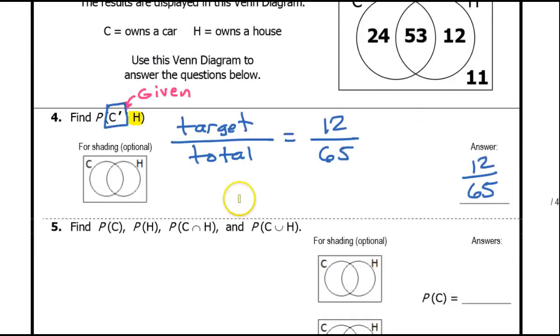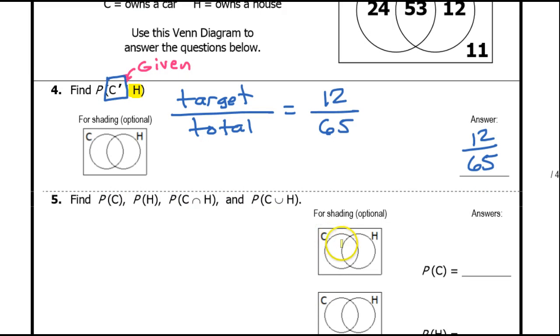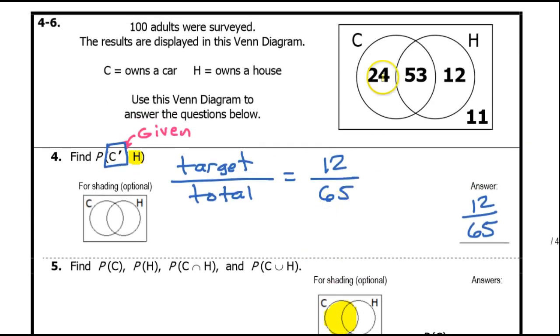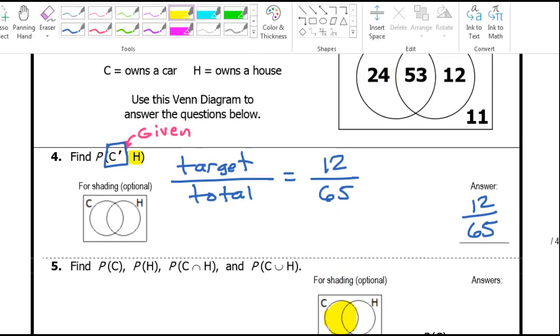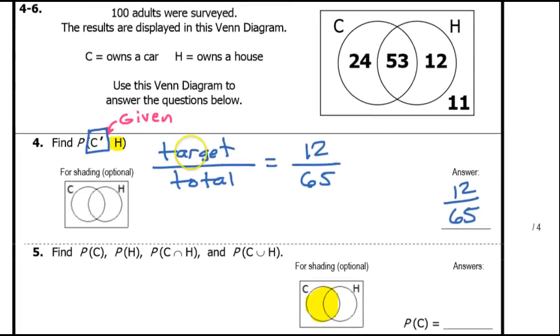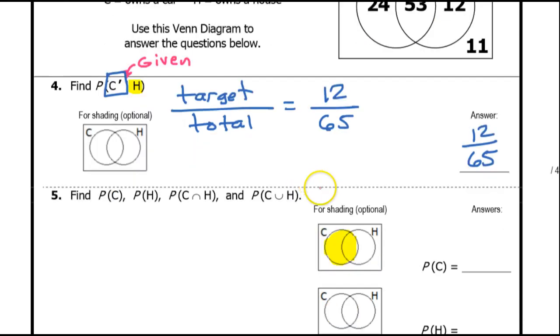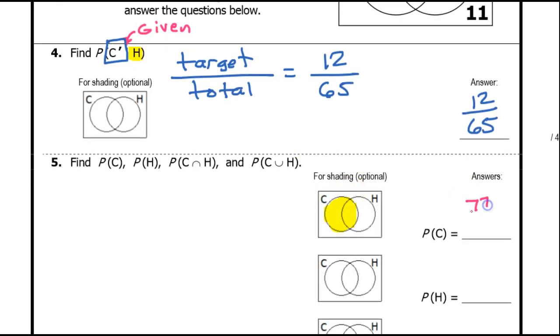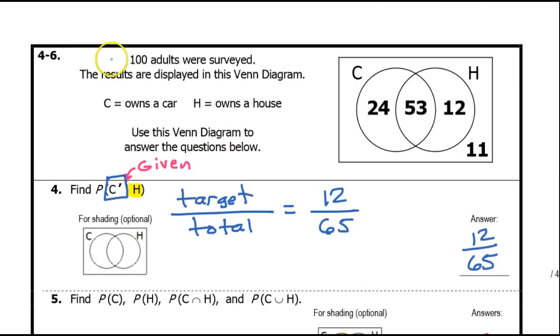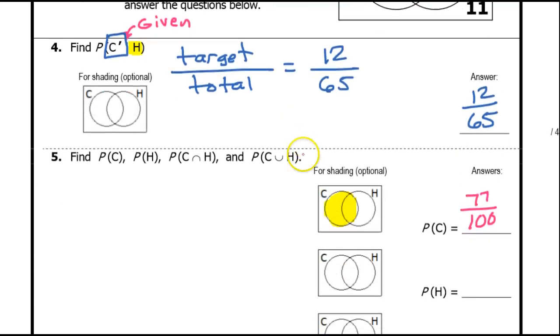okay, maybe I'll use these little diagrams that they have here. C is this. So in this diagram, that's 24 and 53. Okay, so if you add that up, that is 77. So we're going to have 77 out of 100. All right, remember we already know that the total is 100.